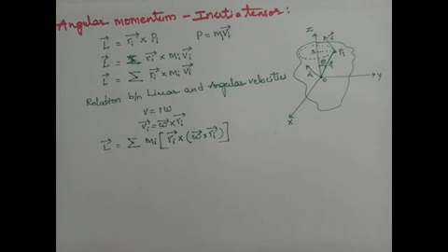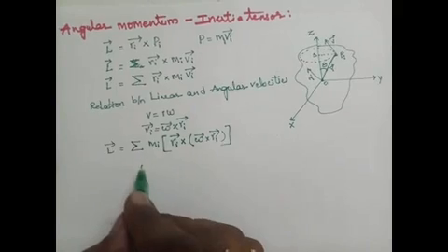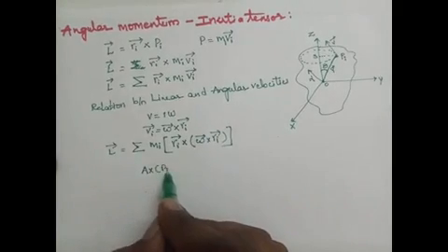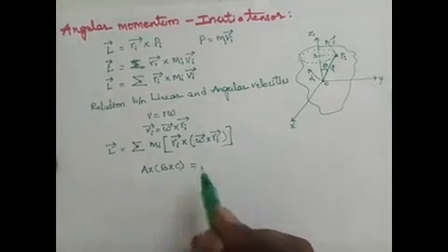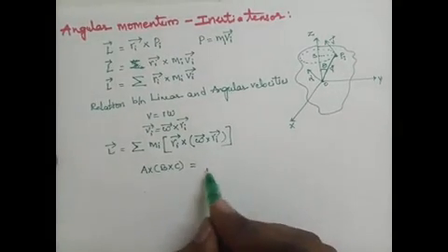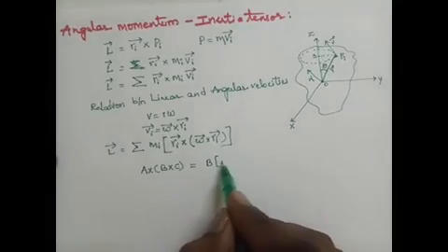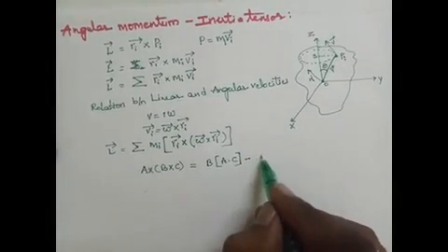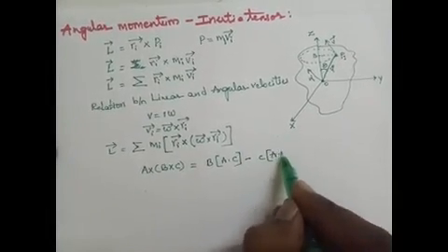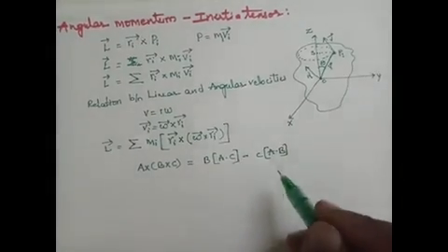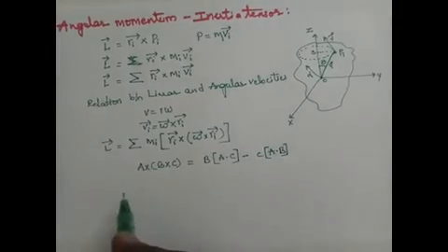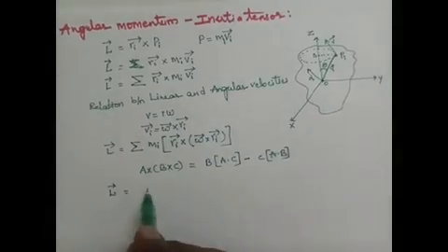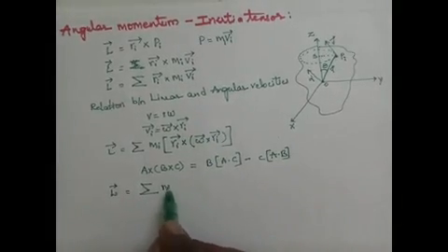Now what do we have to do? Let us apply one formula. A cross B cross C can be written as B into A dot C minus C into A dot B. Applying this formula to the above equation, see what we get. L bar equal to summation mi.